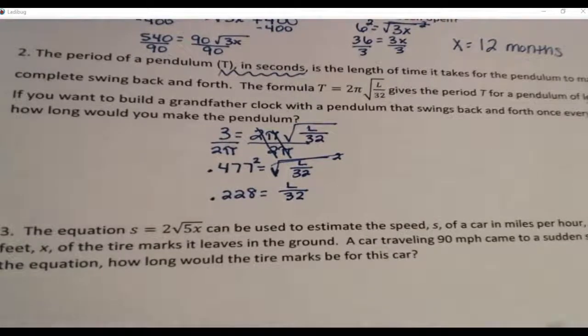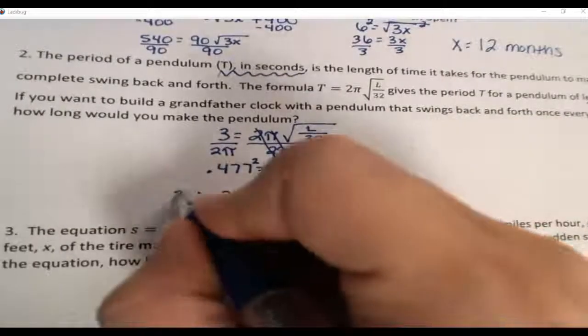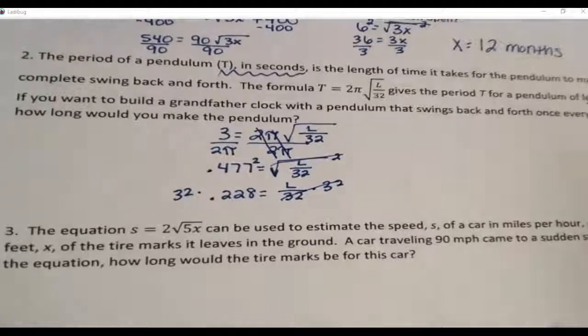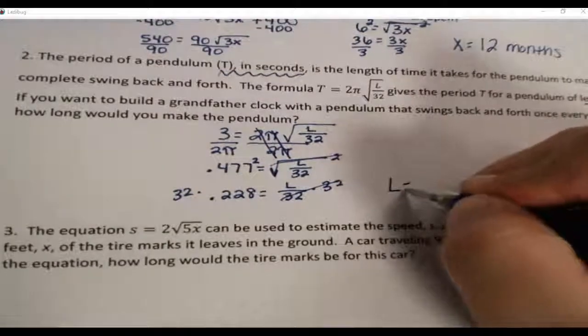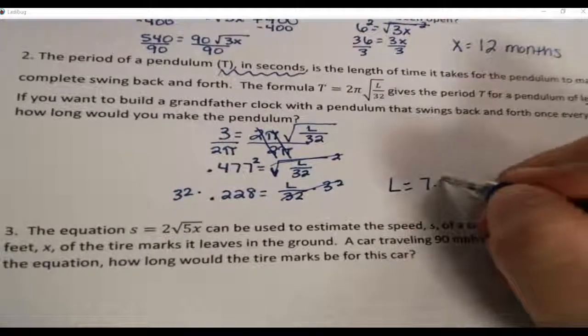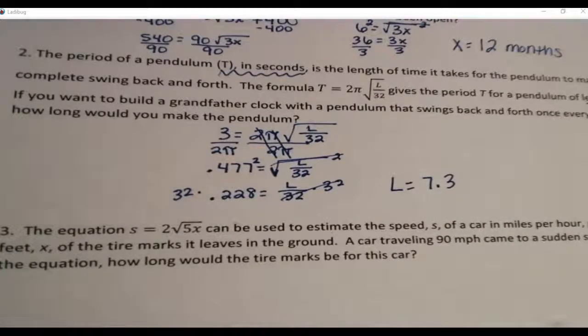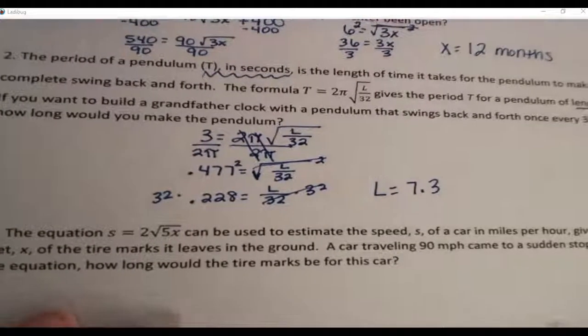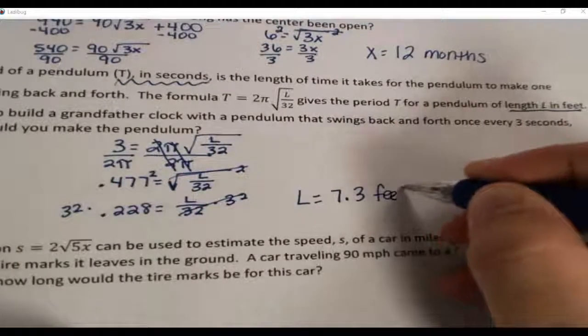So how would I get rid of divided by 32? Good. So then we multiply both sides by 32. And so we get L equals about 7.3 feet. So that's our length, and it tells us length is in feet. Good. Very good.